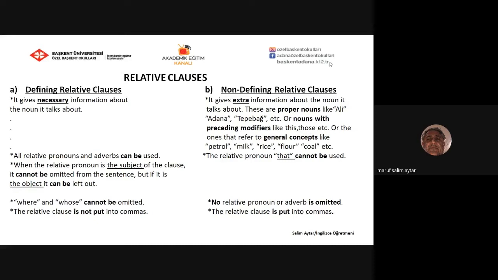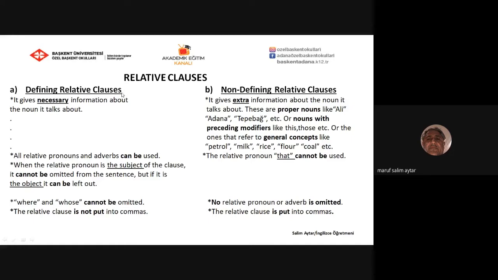Okay. Today, I am going to talk about a comparison of relative clauses. In the previous 2 weeks, I talked about defining relative clauses and non-defining relative clauses. Now, I'm going to compare them both right now, as you can see on the screen.